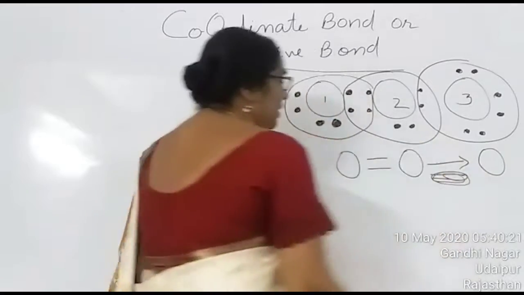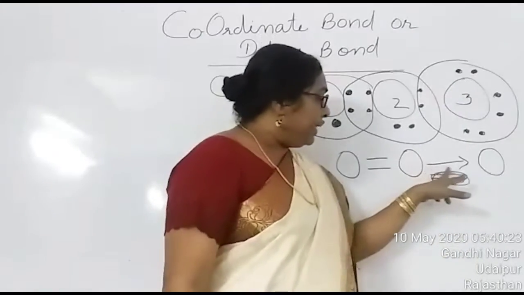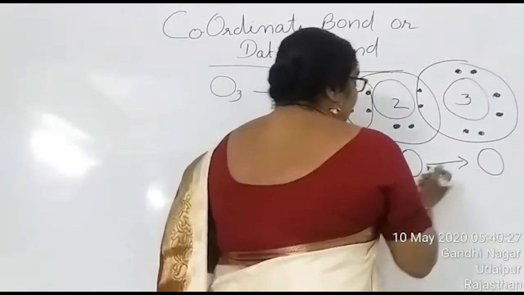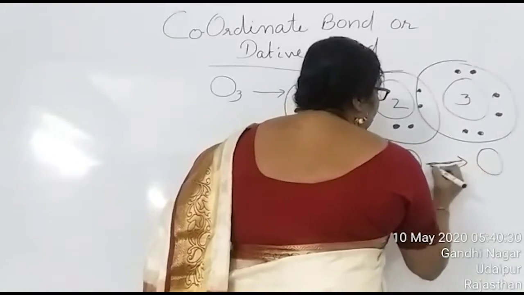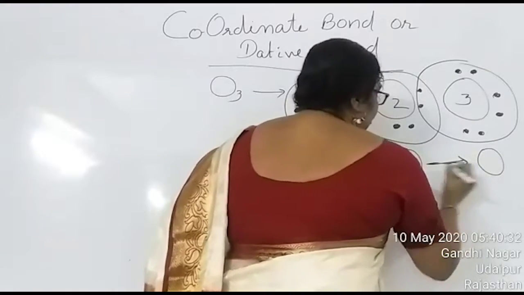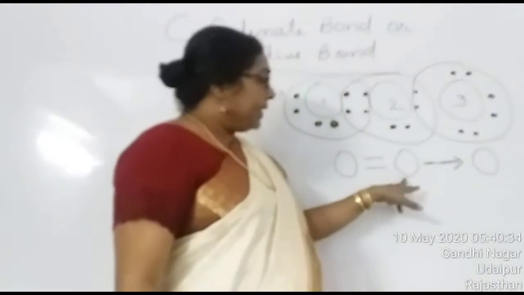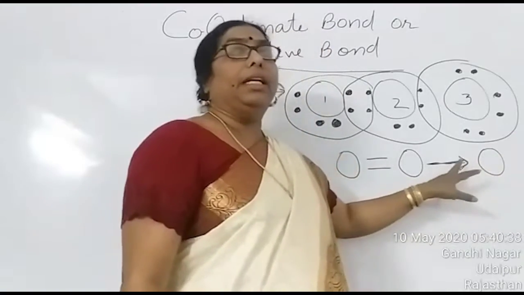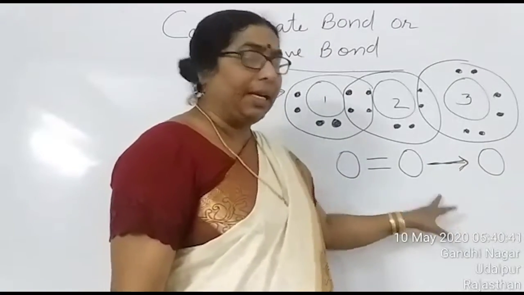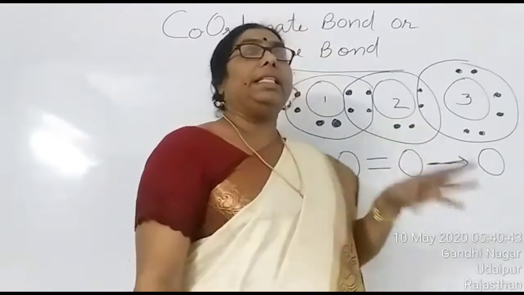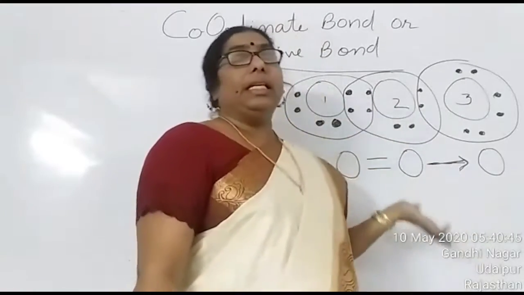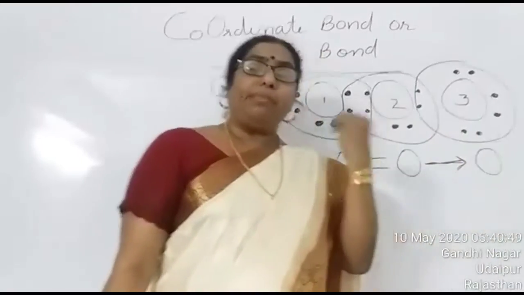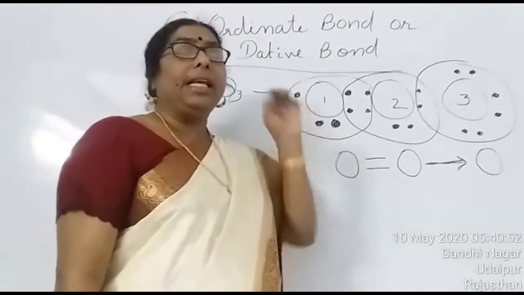This is what a coordinate bond is. We can represent it by an arrow. Coordinate bond can be represented by an arrow pointing towards the acceptor. Here the second oxygen atom has given 2 electrons for the sharing process, and the third oxygen atom shares 2 electrons from the second atom. So the second oxygen is termed the donor atom since it donates a pair of electrons, and the third atom accepts a pair of electrons and is termed the acceptor.